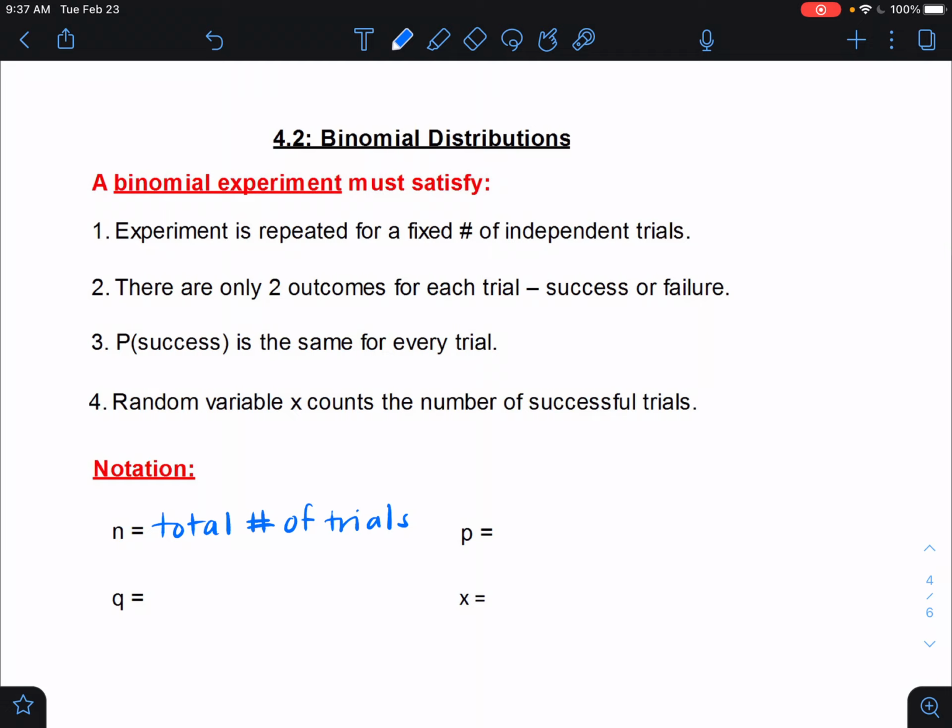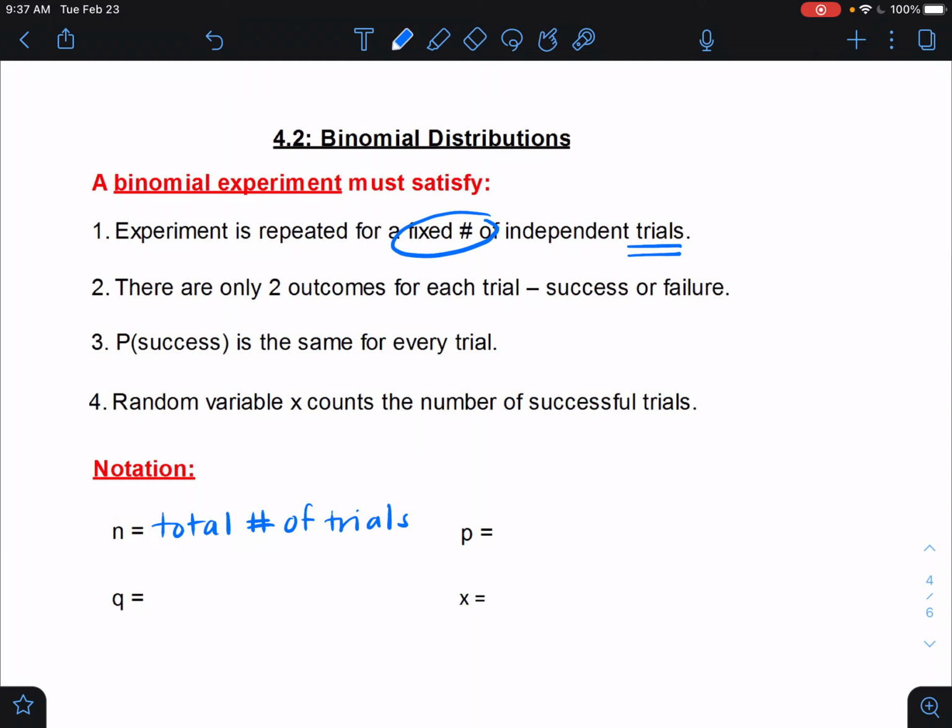And so what the first part of the binomial distribution says is you must ensure that you have a fixed number of trials. That just means you have to know up front how many times your experiment is going to be done. It can't be open-ended, okay? And so when you define that, you label the number of trials as a value of n, okay? So that's the first thing you want to look for.